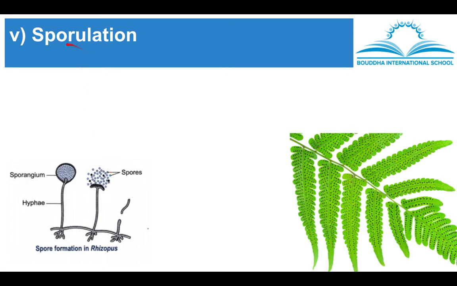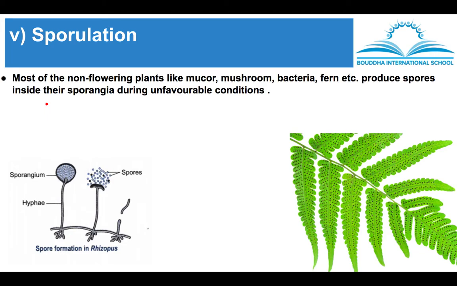Now the next is sporulation. It occurs only in plants, especially non-flowering plants like mucor, mushroom, bacteria, fern, etc. And they reproduce by producing spores. They produce spores inside a bag-like structure called sporangium, and within the sporangium, spore is produced.